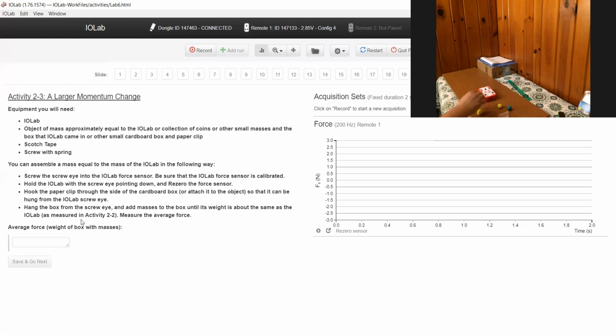So what they're trying to say is you can keep something in the box or you can use a water bottle also. It's up to you. Then you will hang it this way and make the weight equal to whatever you had in activity 2.2, and that will be equal to the mass of the lab. Then you write the answer, click save and go next.